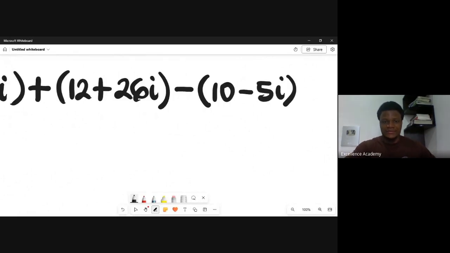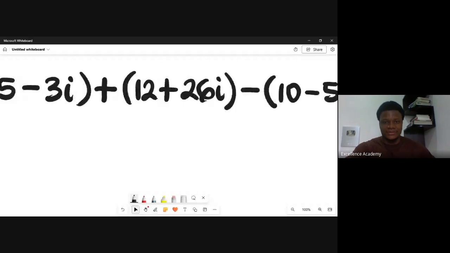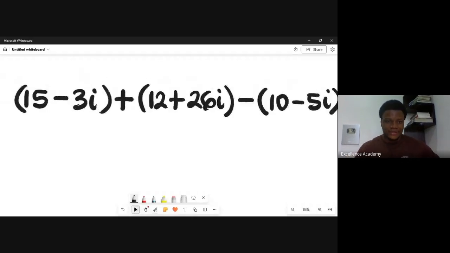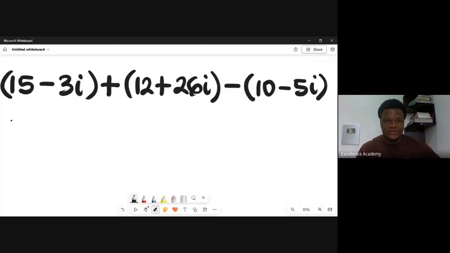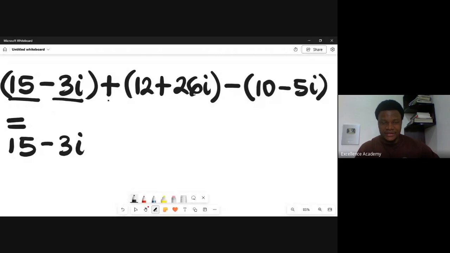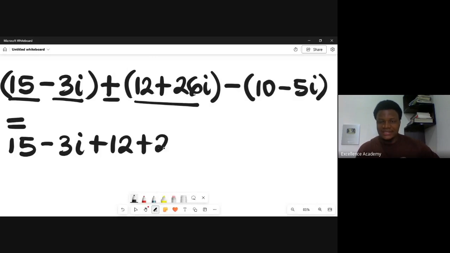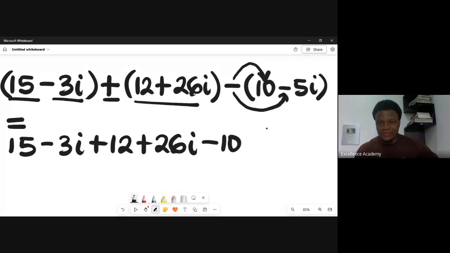So we have this. Let me reduce this a bit. Okay, so we have this. All right, so let's solve this. This is equal to, take off the brackets. So I'm having 15 minus 3i. Of course, plus, expanding anything, it remains the same. So it becomes plus 12 plus 26i. Let's now take the negative. Minus to 10 gives you minus 10. Minus to minus 5i gives you plus 5i. Okay, so minus to minus is plus.